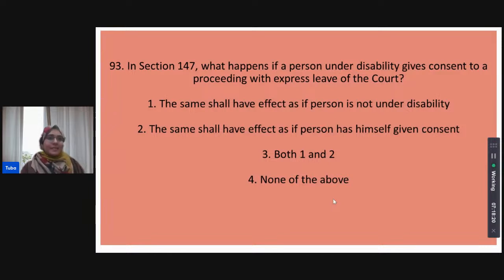Next question. In section 147, what happens if a person under disability gives consent to a proceeding with express leave of the court? 1. The same shall have effect as if the person is not under disability. 2. The same shall have effect as if the person has himself given consent. 3. Both 1 and 2. Or 4. None of the above. So a person under disability is giving consent with the express leave of the court. What is happening?